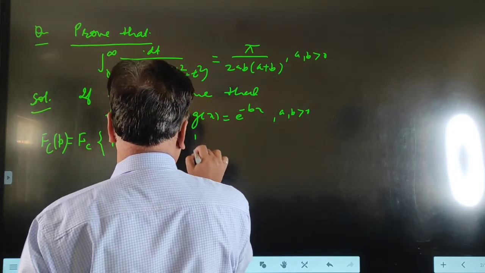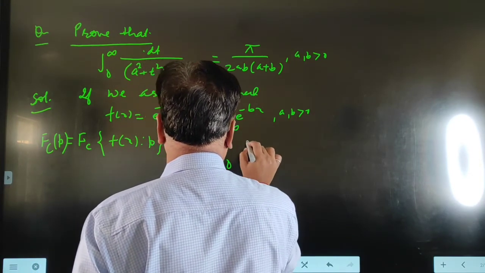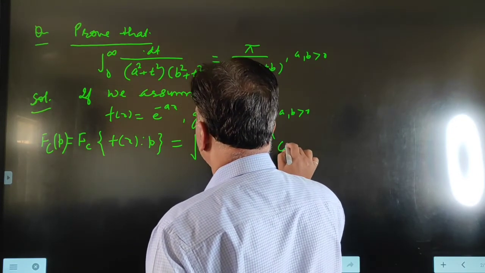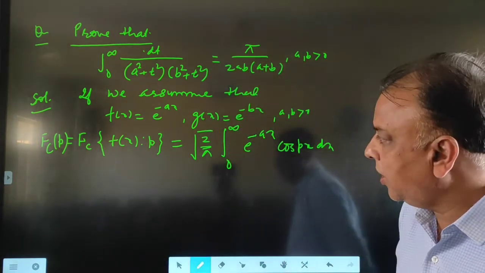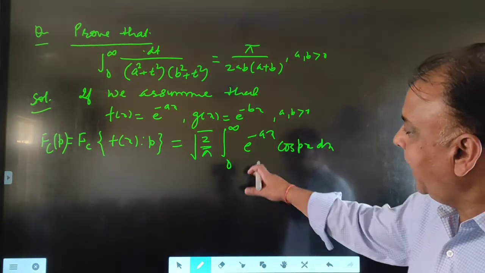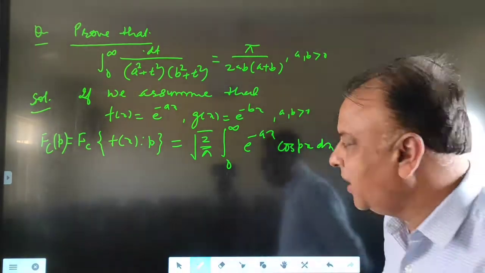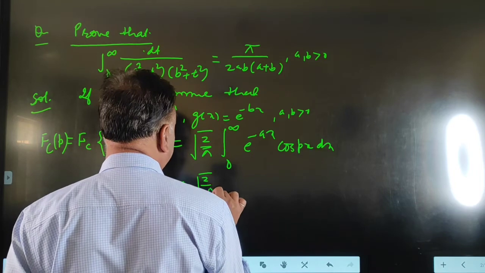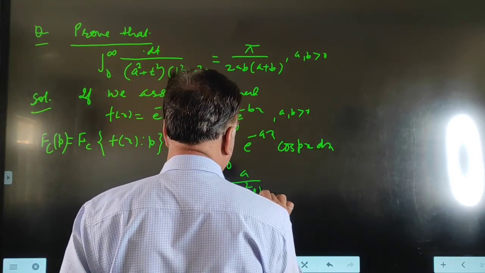This is equal to, by definition, root 2 upon pi integral 0 to infinity e raised to minus ax cos px dx. This is the Fourier cosine transformation of the function e raised to minus ax. Now applying the result of the integral 0 to infinity e raised to minus ax cos bx dx, we get the result as root 2 upon pi. By integrating this one, we get a upon a square plus p square.